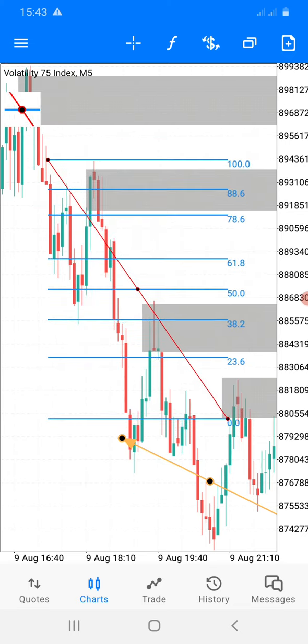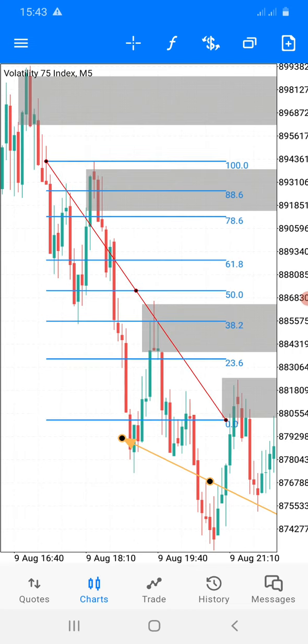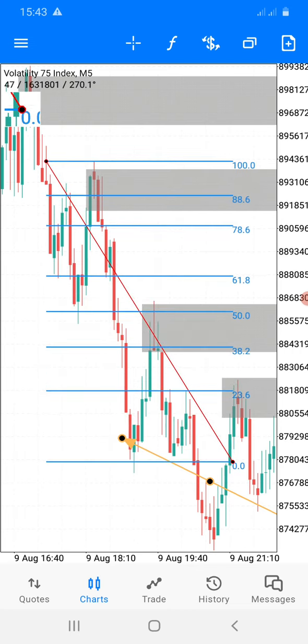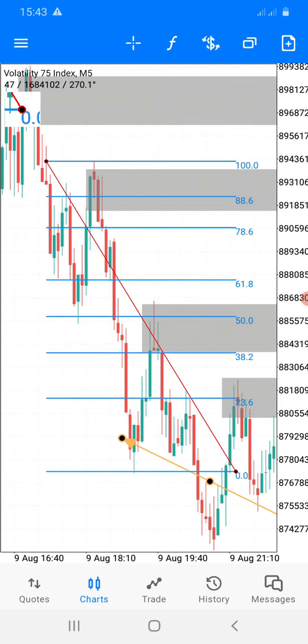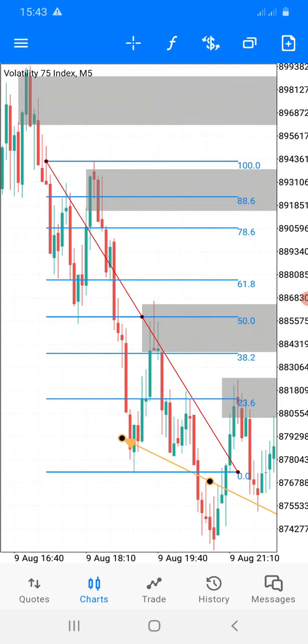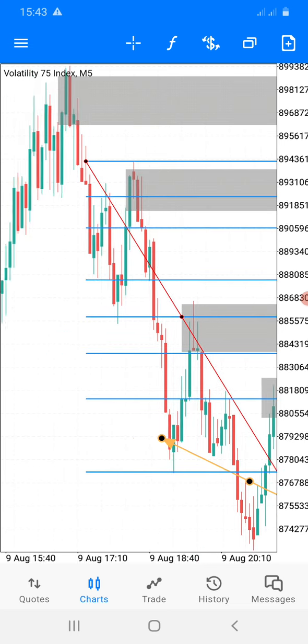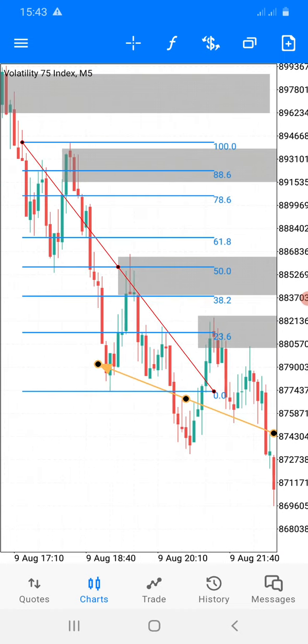Then after that, we adjust our Fibonacci to the next structural point, which is what we are having here. And from that structural point, we see that our price goes beyond 23.6 of the Fibonacci, and then we confirm that, wow, this is a retracement or a corrective move that is taking place.